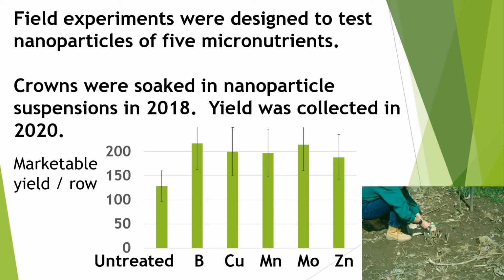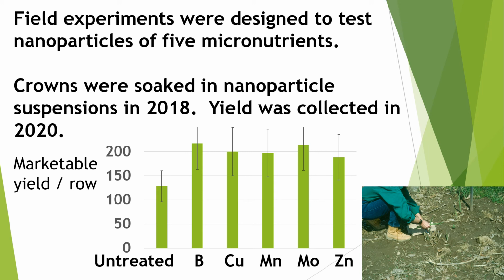So we conducted a study where we went out and we soaked crowns of asparagus in nanoparticle solutions. This was set up 2 years ago in 2018. And then yield was collected this year for the first year. And what we have here is the marketable yield per row. These are the number of marketable spears that we would consider to be sellable in the marketplace.